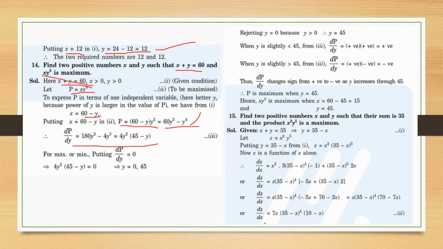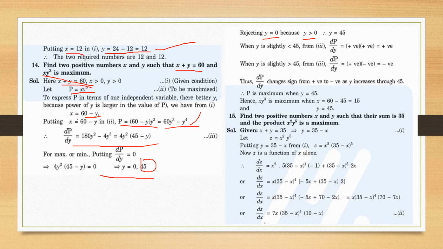So this is my dP/dy, and my critical points are 0 and 45. Now I will reject y equal to 0. Why? Because y should be positive. So take the other critical point, that is 45. Now I am applying here the first derivative test. If you feel okay, you can go for the second derivative test also, because that is also simpler.